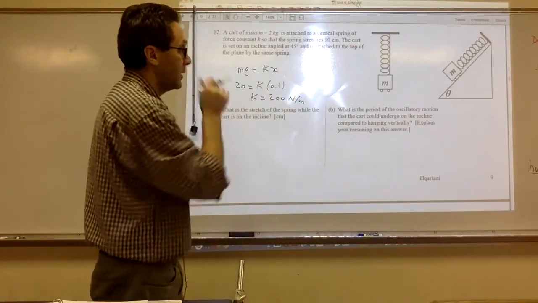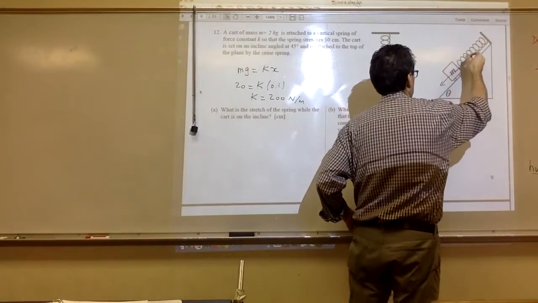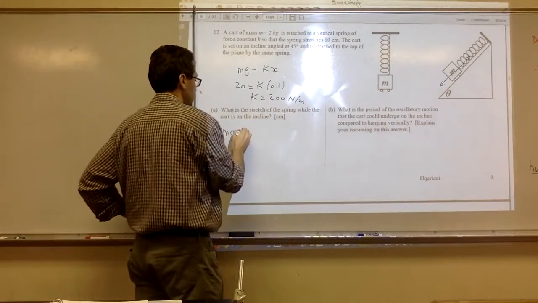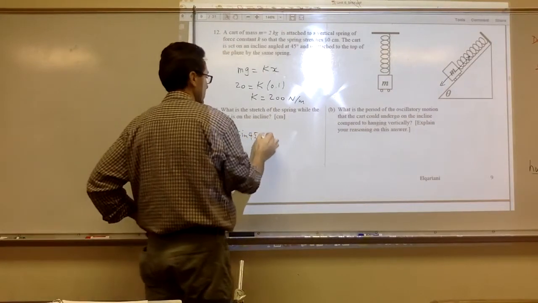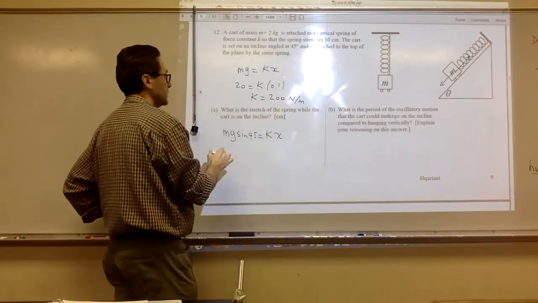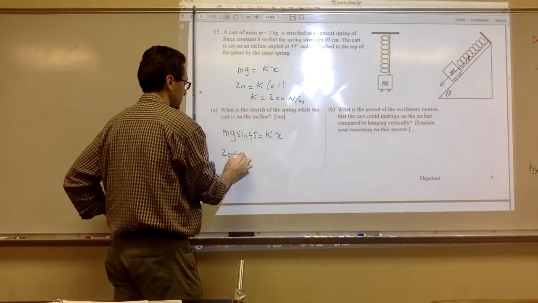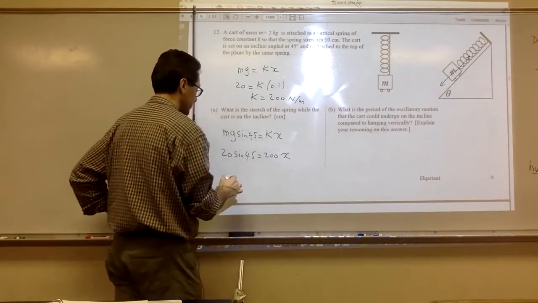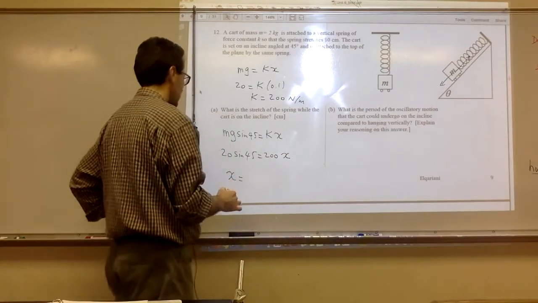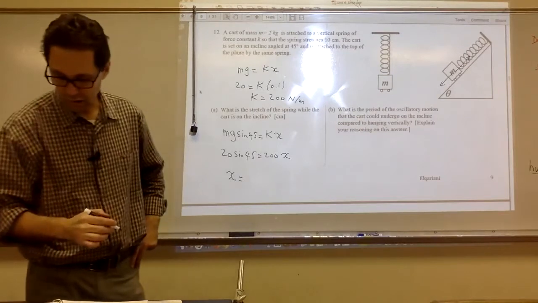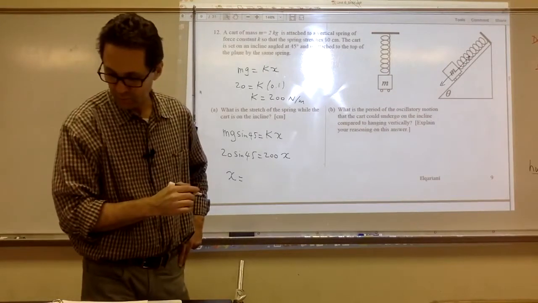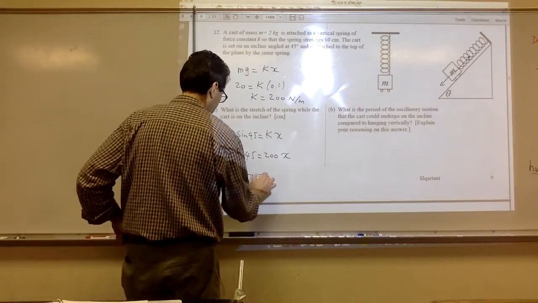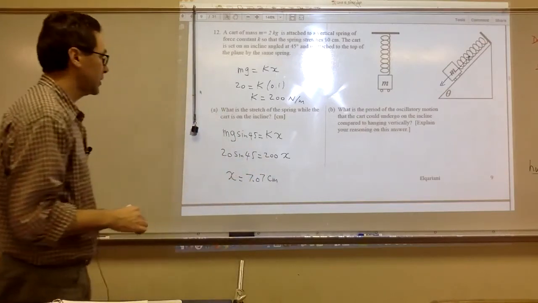When it's sitting on the incline, these two forces are equal. So I think mg sine of theta, 45, is equal to kx. So this is going to be 20 sine 45 equals 200 times the new x. So x is going to be equal to 0.07 meters, or if you change it to centimeters, it's going to be 7.07 centimeters. The answer you're going to get should be in meters, and you can change it.